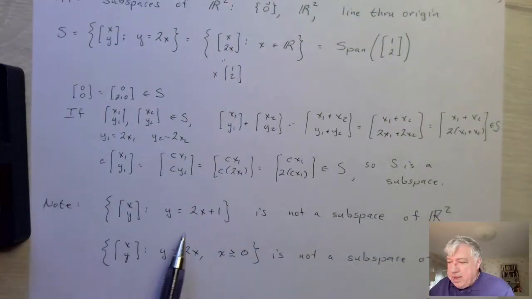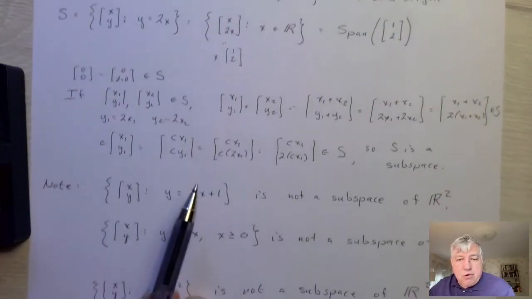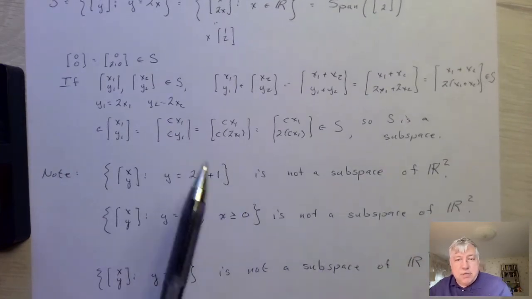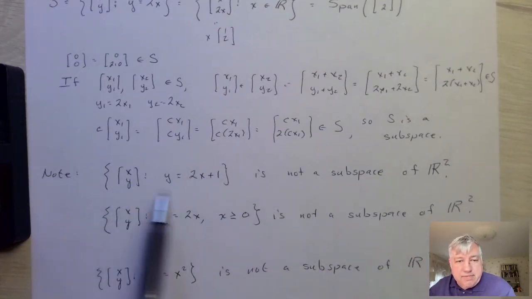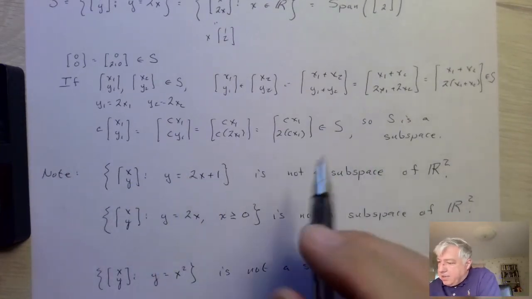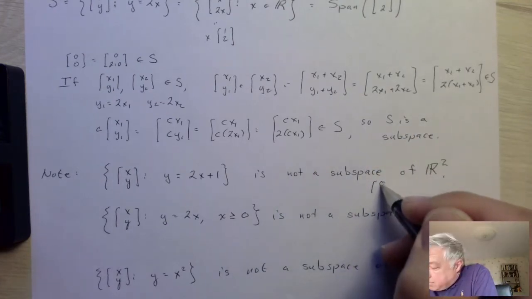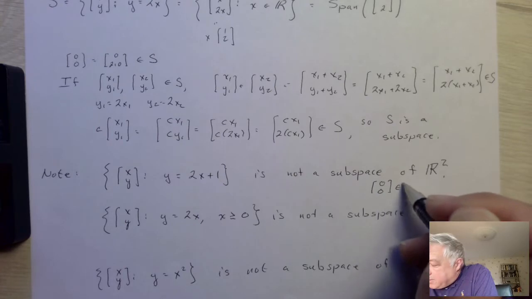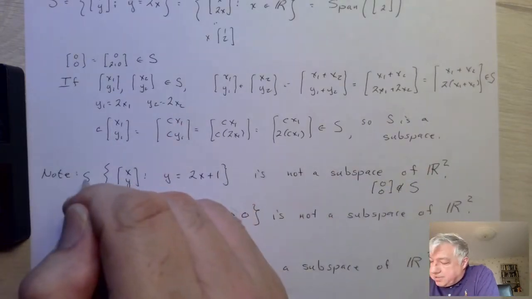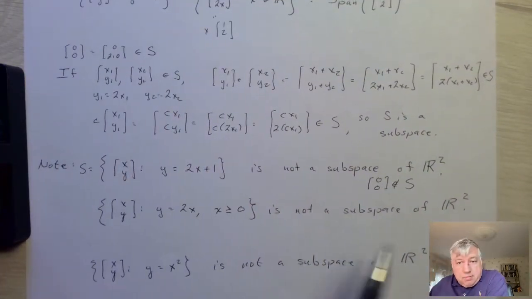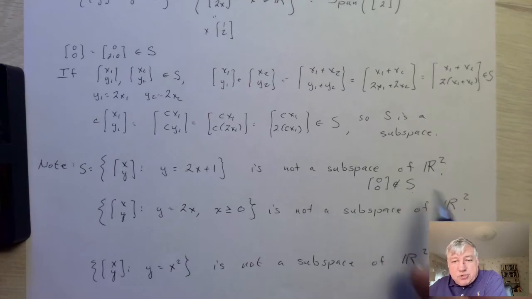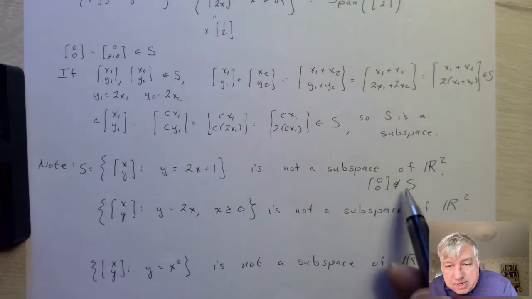If we take a line that does not go through the origin, then this set of vectors will not be a subspace, because obviously (0, 0) is not in S. Okay, if S is this set. Let me remind you that when we put a slash through this ∈ symbol, that just means it is not an element of S.